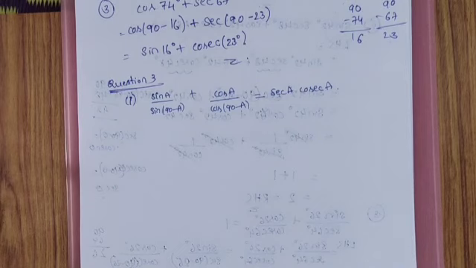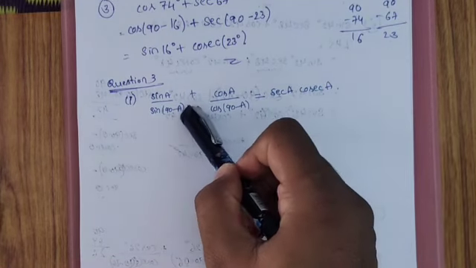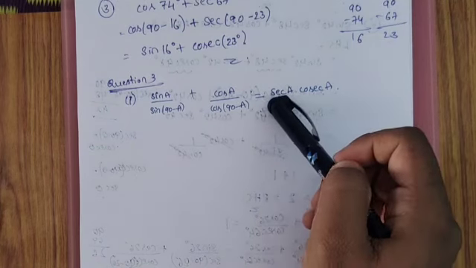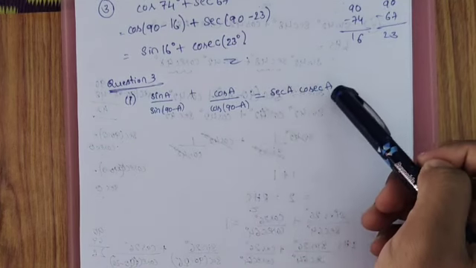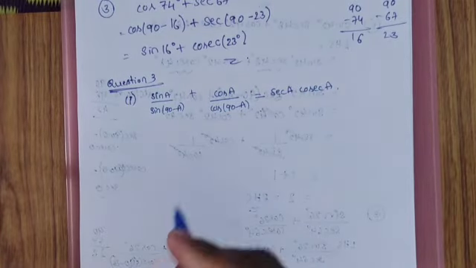Now question number 3. We have two sub-questions. The first one is sin A divided by sin of (90 minus A) plus cos A divided by cos of (90 minus A) is equal to secant A into cosecant A. We need to show that LHS is equal to RHS. First we will consider LHS.